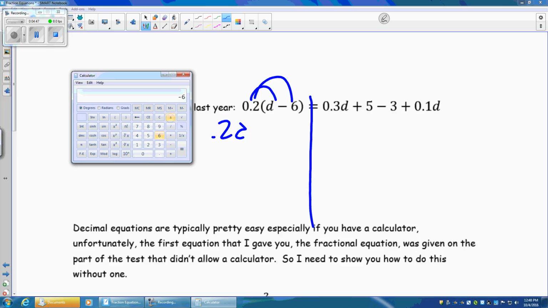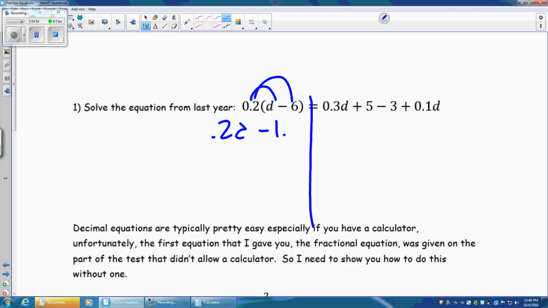6 negative times 0.2 equals negative 1.2. Negative 1.2 is equal to... I'm going to stop right there. Have you guys try this one on your own. So pause the video, try it on your own. Hopefully that was enough of a little bit of a push in the right direction.